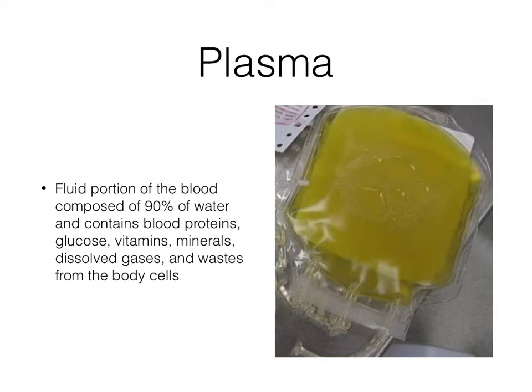So one of the fluids found in blood is plasma. The fluid portion of the blood, composed of about 90% water, contains blood proteins, and also contains glucose, vitamins, minerals, dissolved gases, and wastes from body cells. To your right is a picture of frozen blood plasma.